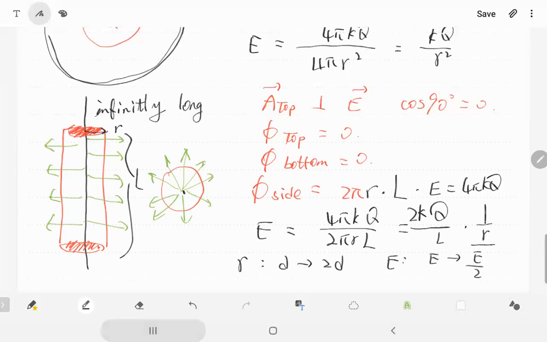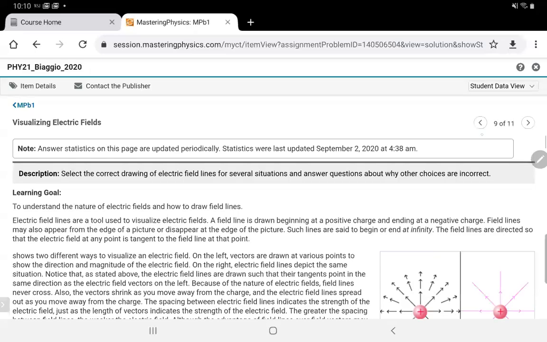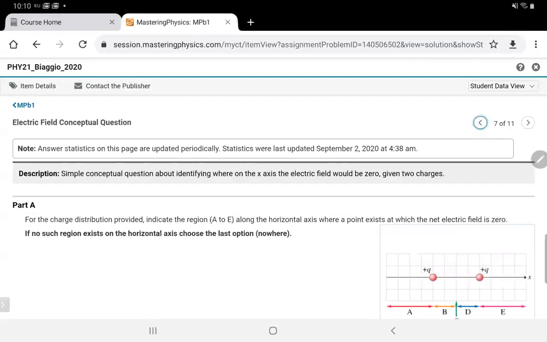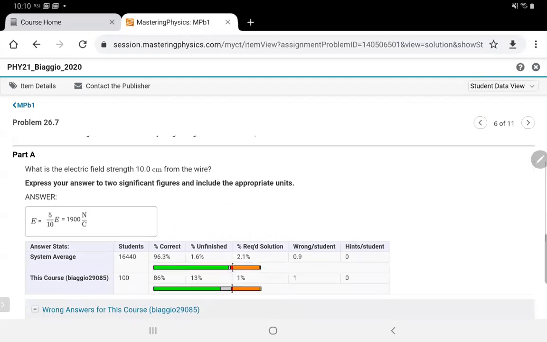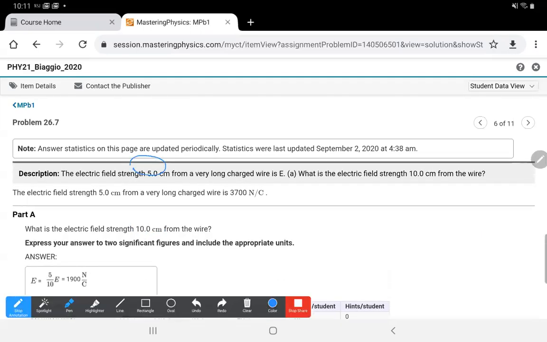Okay, so then let's go back to the Mastering Physics, number 8. Here, number 6. There is an electric field strength 10 centimeters from the wire. And we know the electric field at 5 centimeters is this one. Now the distance doubled, so the strength is going to be halved. So we have E over 2, that will be 1900.